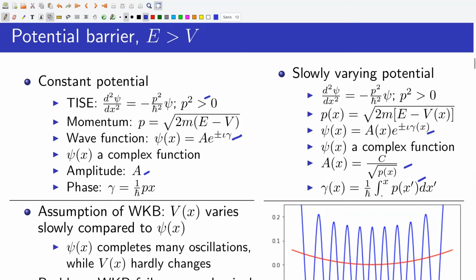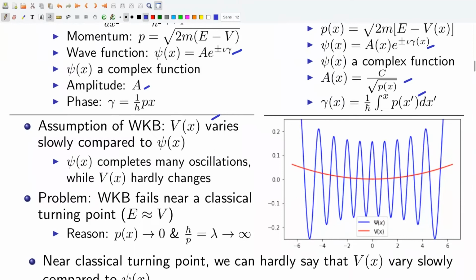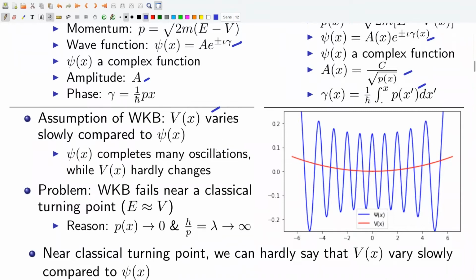Keep in mind the assumption of WKB approximation. V of x varies slowly compared to psi of x. By this, I mean that psi of x completes many oscillations while V of x hardly changes. For example, in this diagram, the blue line shows the psi of x and the red line shows the potential V of x. Note that while the wave function oscillates rapidly in space, V of x varies very slowly in space. Whenever this assumption fails, WKB approximation does not work anymore.